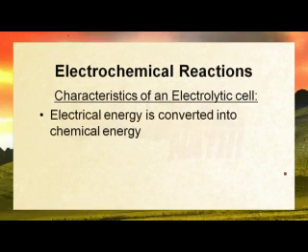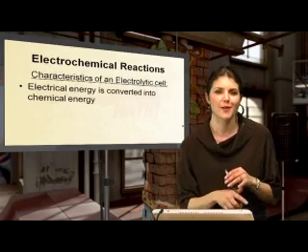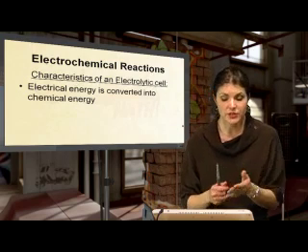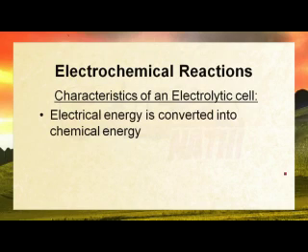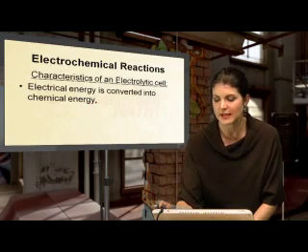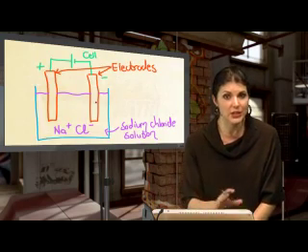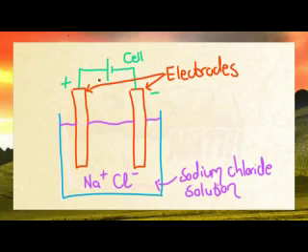Good. Now let's go and take a look at some of our characteristics of my electrolytic cells. We're going to notice that it is going to convert electrical energy into chemical energy. And that's always going to be the case. And we were able to see that when we take a look at our diagram, because we had to have a power source, that was our electrical energy, that brought about this chemical change that made the chloride move in one direction and the sodium ion move in another direction.